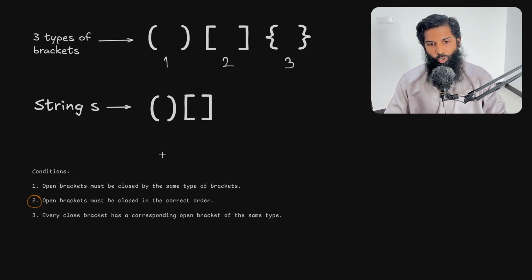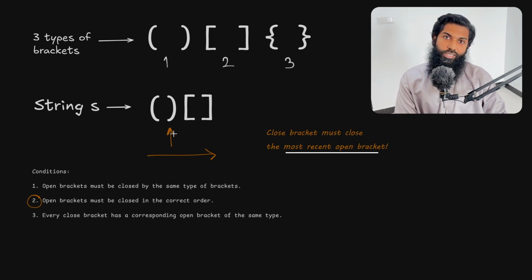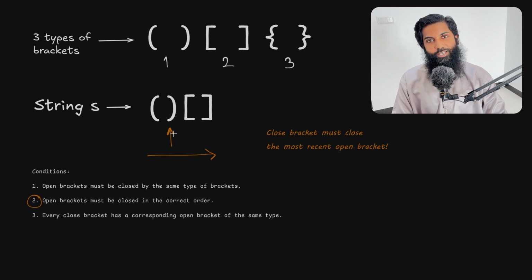To tell whether all open brackets in string S are closed in the correct order, when traversing the string and encountering a close bracket, that close bracket must close the most recent open bracket that we encountered, which in this case is this open bracket of type 1. They are both of the same type, and there are no other open brackets in between them. Therefore, we can conclude that this open bracket has been closed in the correct order.